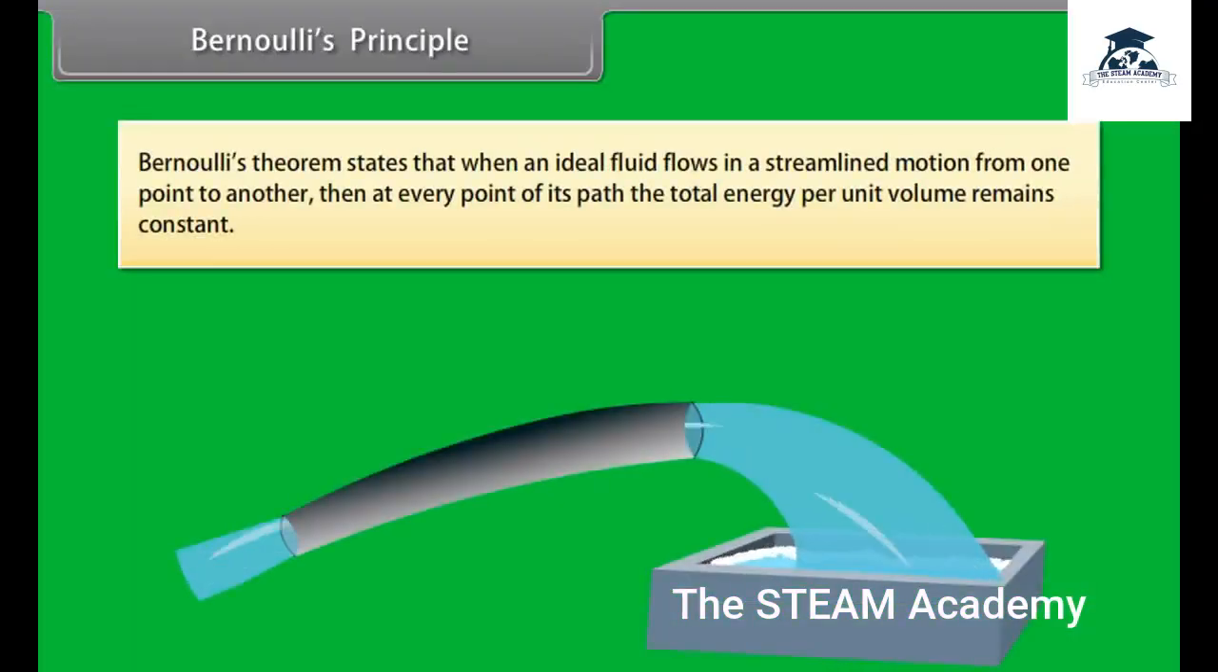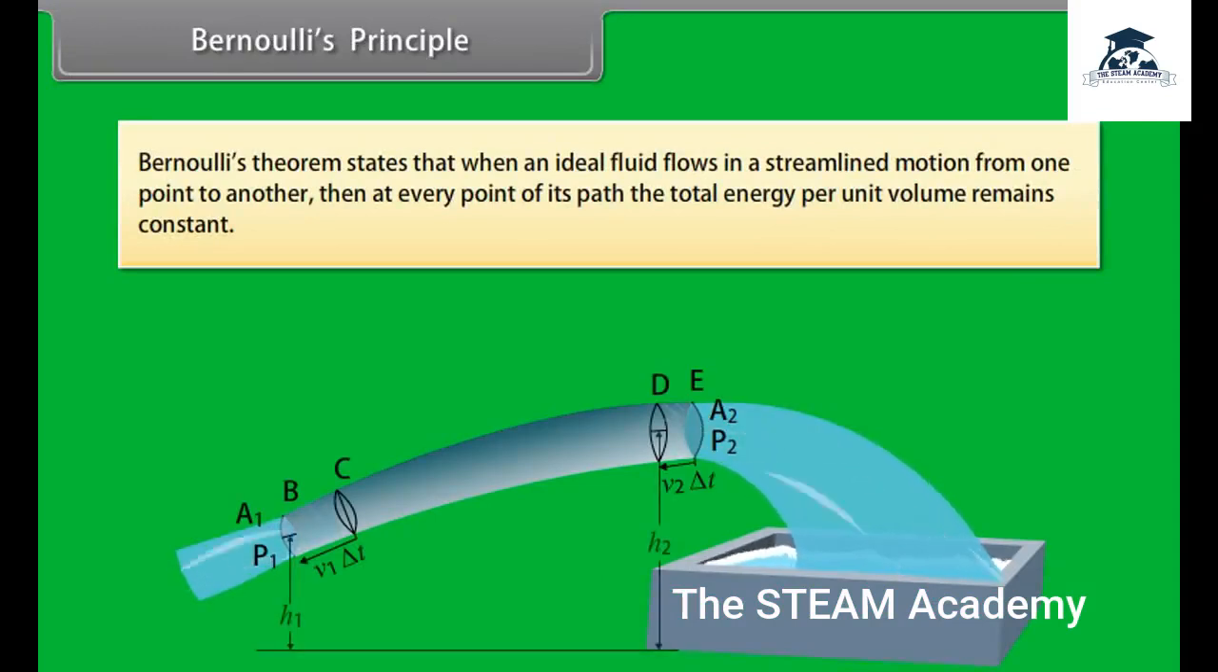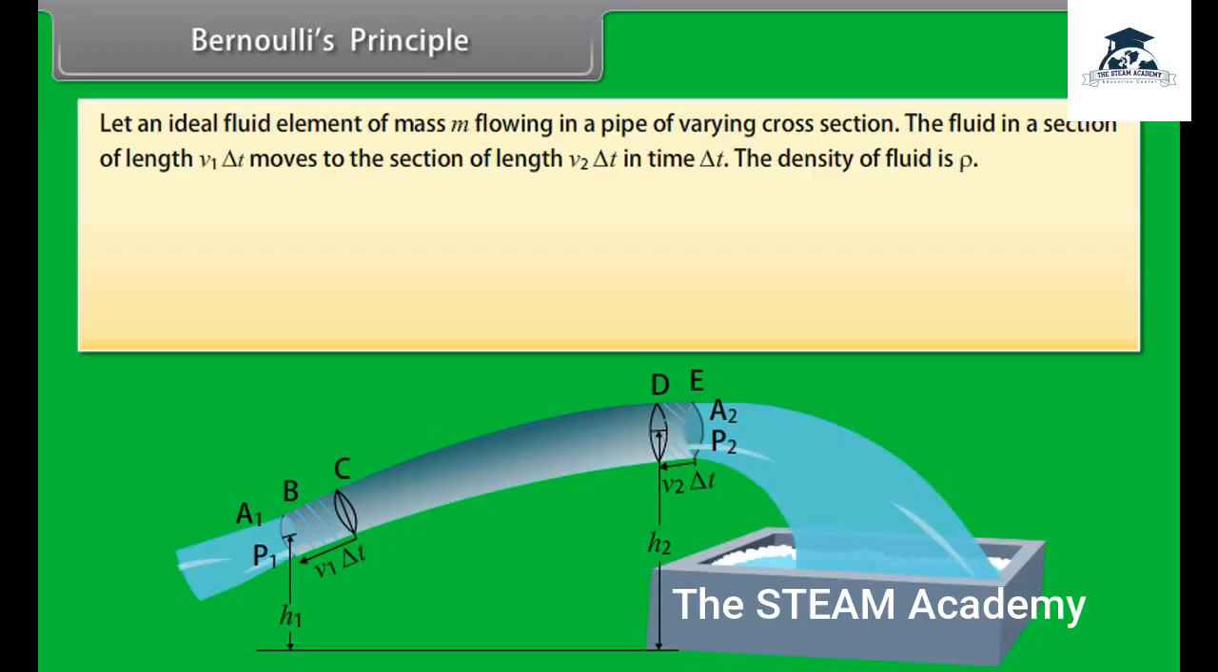Bernoulli's principle. Bernoulli's theorem states that when an ideal fluid flows in a streamlined motion from one point to another, then at every point of its path, the total energy per unit volume remains constant. Let an ideal fluid element of mass m flow in a pipe of varying cross-section. The fluid in a section of length v1 delta t moves to the section of length v2 delta t in time delta t. The density of the fluid is rho.